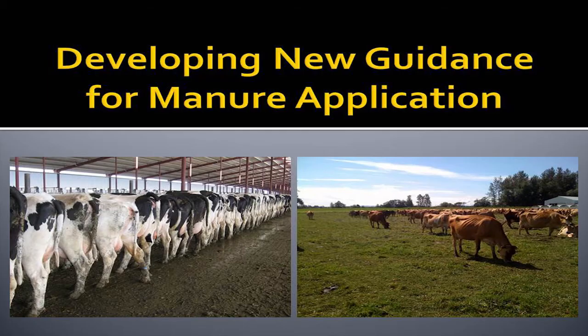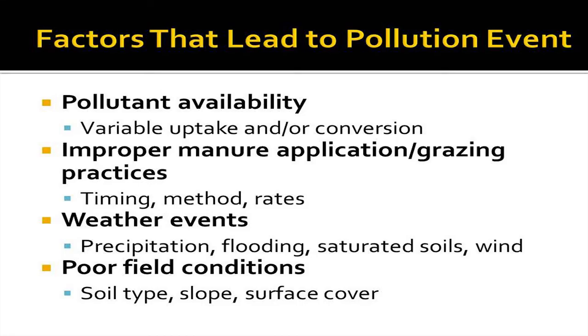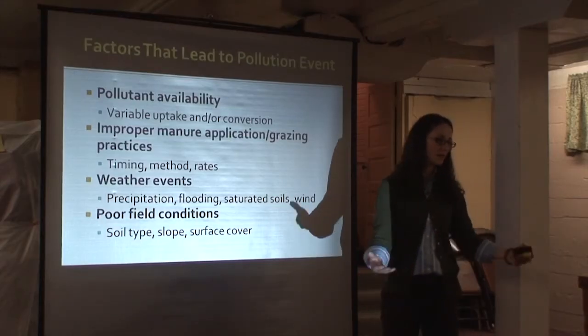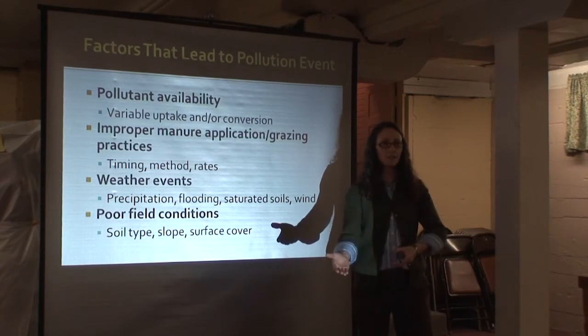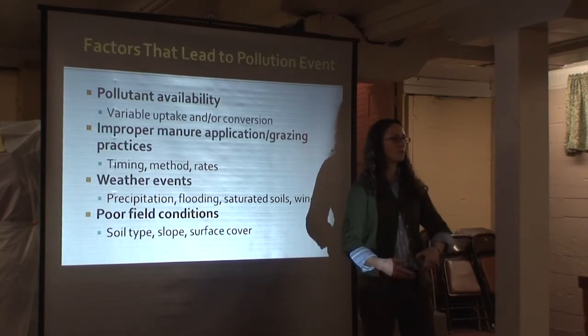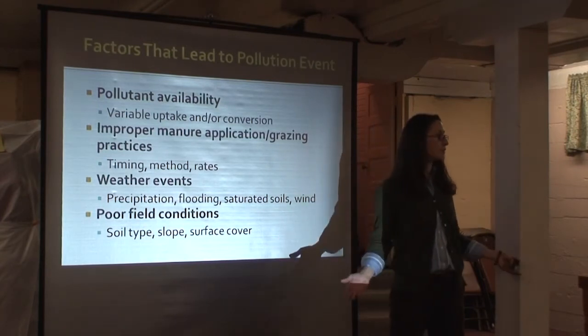So how did we develop this new guidance? Well, we thought about, okay, what are the main things that cause a pollution event? Leaching or runoff. Runoff being our number one, since that's what's highly regulated and measured at this point. And leaching being also important. Let's look at that one. So obviously pollutant availability. If it's out there and it's not being taken up by your plants, it's available to move if given the opportunity.